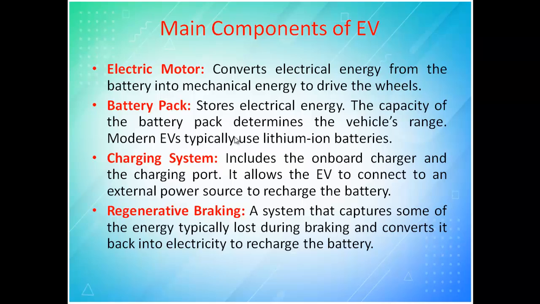Then the third one is the charging system. There are some vehicles where onboard chargers are available, which means you can directly connect it to a 230 volt AC. You don't have to convert it into DC to charge the battery. And when you want fast charging, we directly give the DC power from outside so that your battery gets charged. So there are two types of charging system available, with AC or with DC.